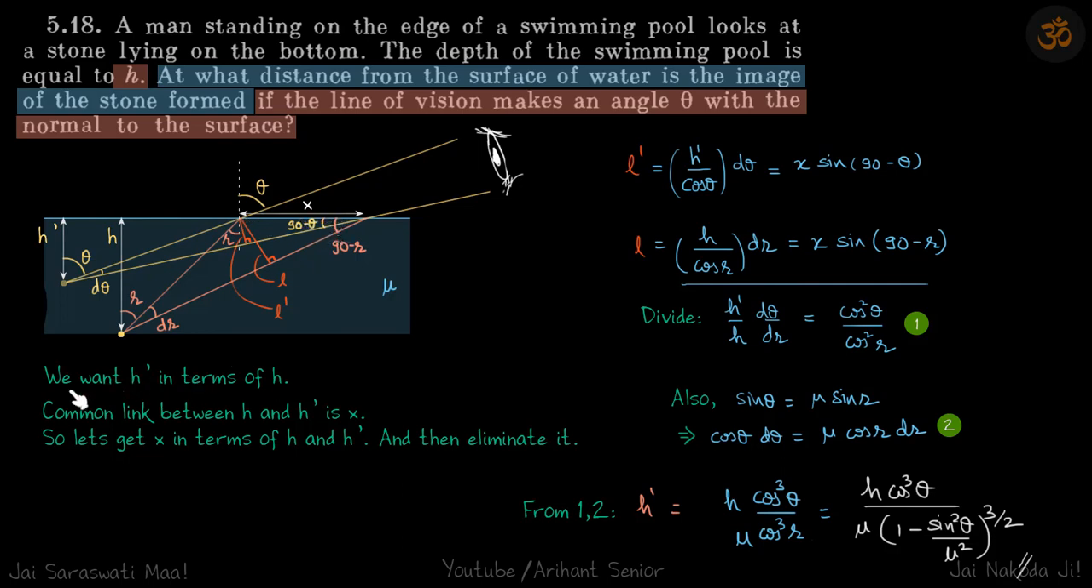So let's recap. We want h dash in terms of h. The common link between h and h dash is x. So let's get x in terms of h and h dash and then we can eliminate it. To do that, we are going to take these perpendiculars on these rays.